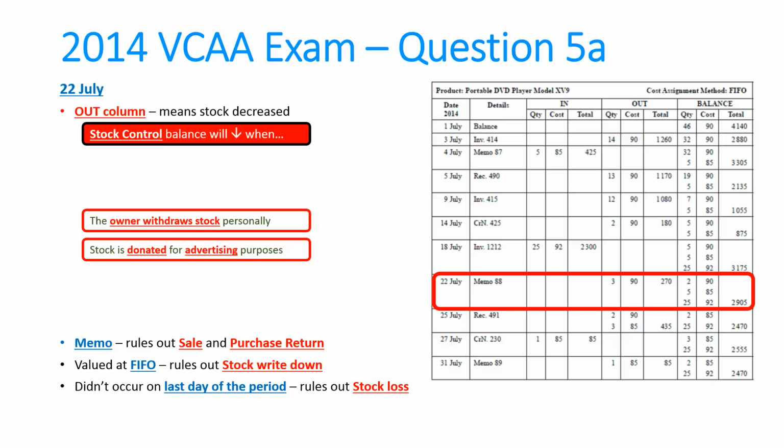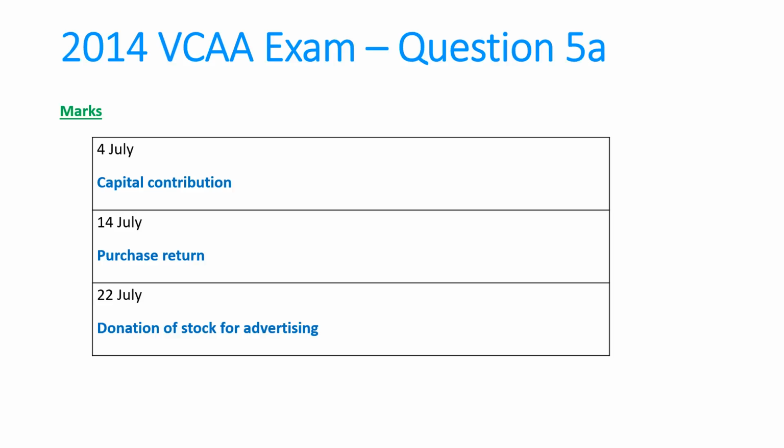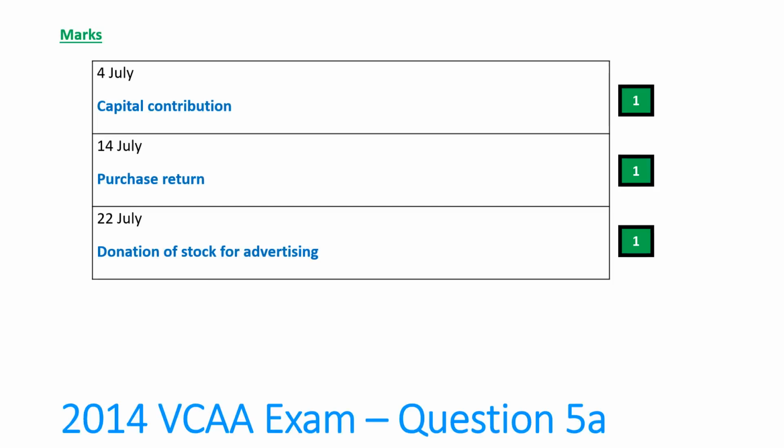So now we're down to either drawings or donations, and there's really no way to tell because they're both valued at FIFO, they both have a memo, they're both in the out column. So what we need to do is go to the question and read it, and it says no stock was withdrawn for personal use during the month. So based on that, that gets rid of drawings. So this transaction has to be a donation of stock for advertising purposes. The question just said identify, so we can clearly state in a couple of words what the transaction was. There was a capital contribution, a purchase return, and a donation of stock for advertising.